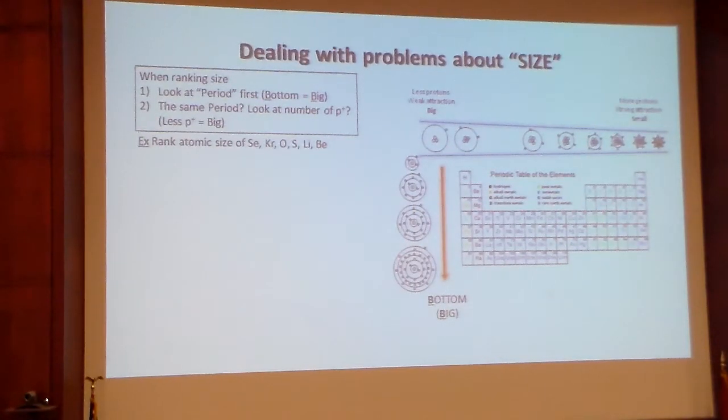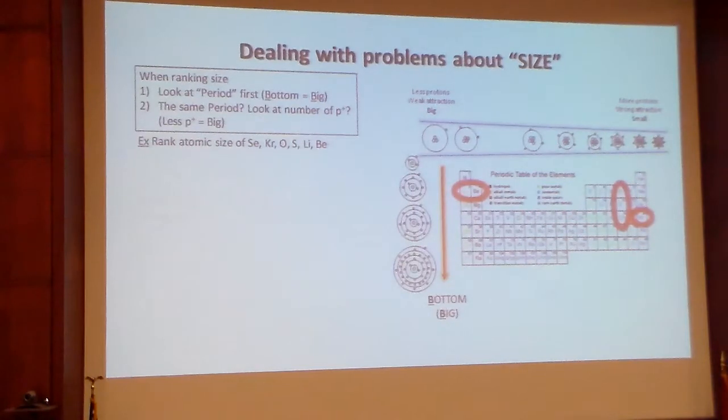So let me show you the first one. Don't need to do electron configuration. We're going to find it on the periodic table and just answer right away. If I give you selenium, krypton, oxygen, sulfur, lithium, and beryllium, how do you deal with it? Compare size. First, try to find the group first. Try to find where they are in the periodic table. We have lithium, beryllium, and oxygen in the same period. Sulfur gets lower. Selenium and krypton in the same period.